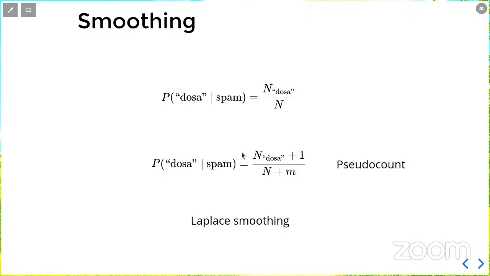Why do you add that m in the denominator? One, I understand, but why is that m required? So we do this uniformly for all the words in your vocabulary. You add the pseudo count for every word. There are m words in your vocabulary, so n plus m. Okay, got it. So this is called Laplace smoothing. There are other forms of smoothing which we don't need to worry about. The basic idea is enough.